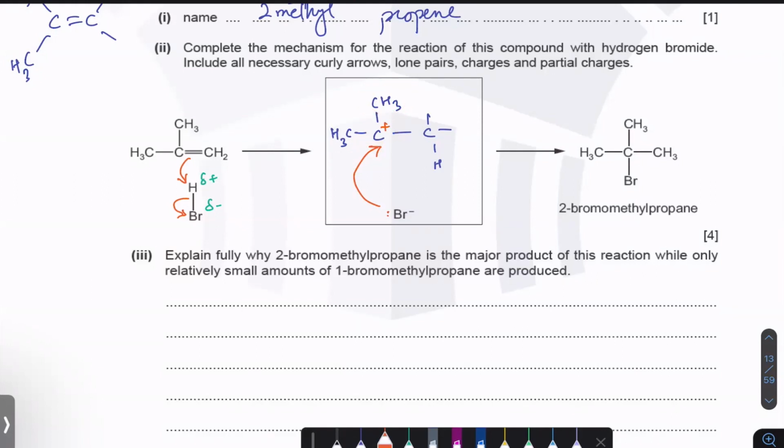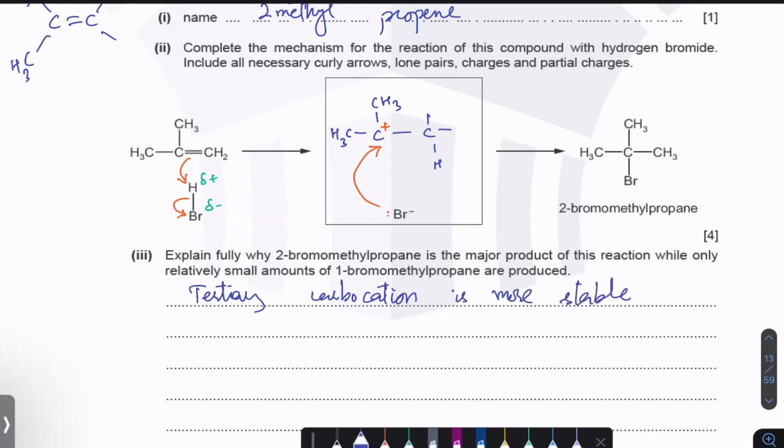Okay, so obviously what is our choice? Either the carbocation forms here or it forms here. Which carbocation is this? Primary, secondary, tertiary, which one is it? It is tertiary, because it has 1, 2 and 3 carbons attached, which means it has inductive effect from 3 sides. So we'll say that the tertiary carbocation is more stable.